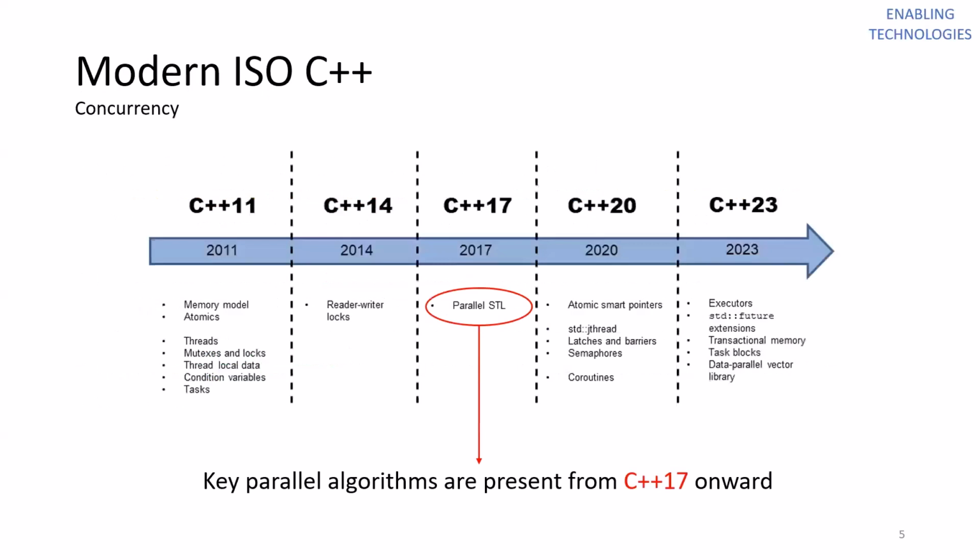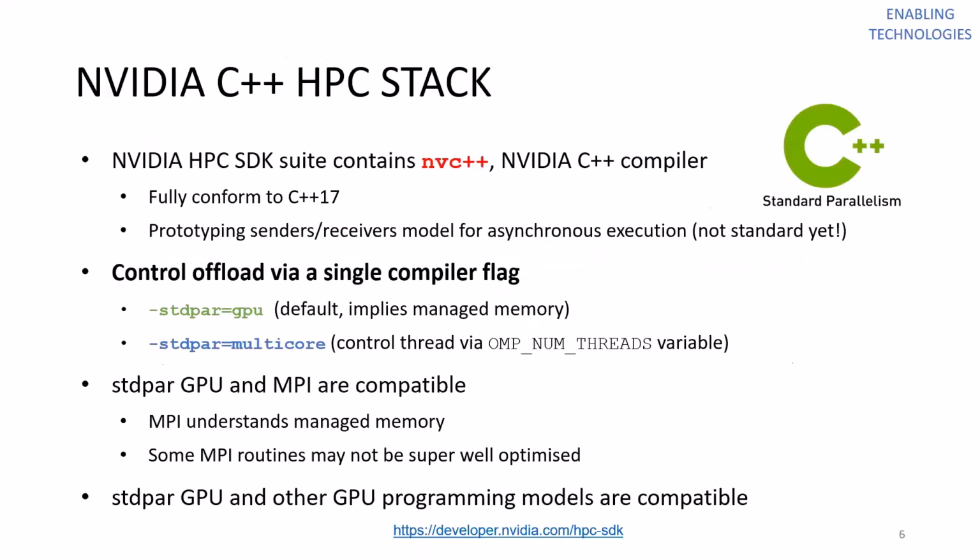The modern standard C++ we used was C++17, in which the parallel standard template library was introduced. This library gives us the possibility to execute the algorithms implemented in the standard template library in parallel, by adding an execution policy. When you compile the code with a compiler that is able to handle these new C++ standards, you can execute the code in parallel.